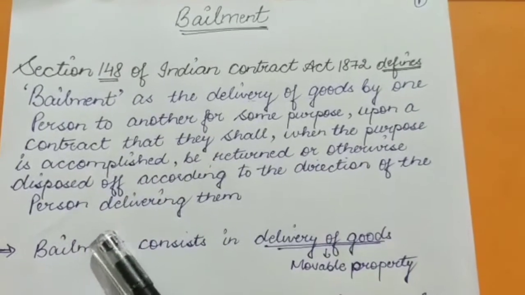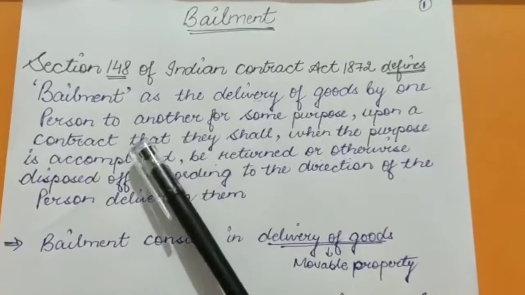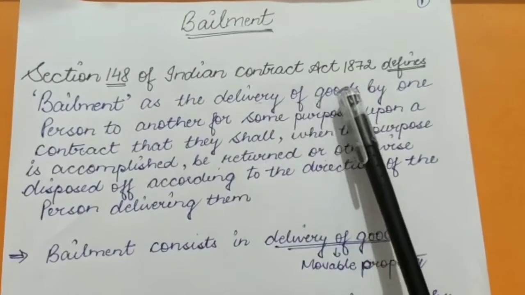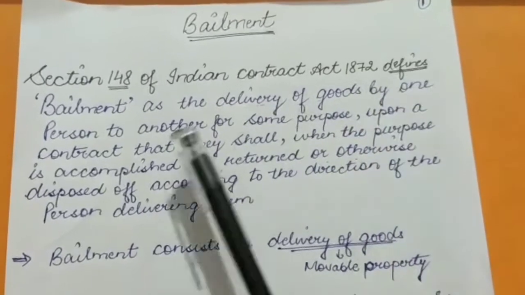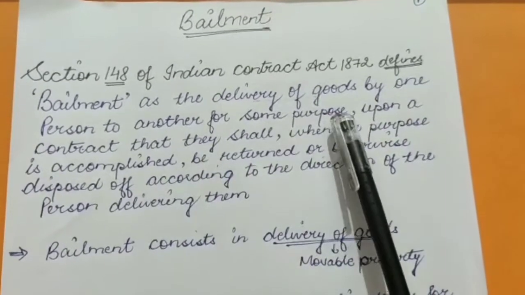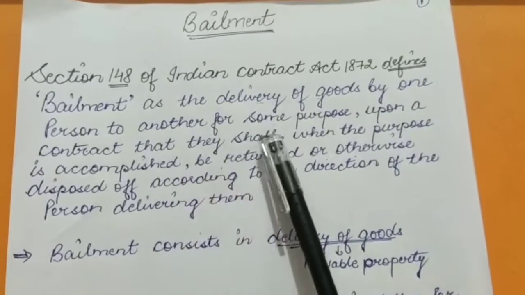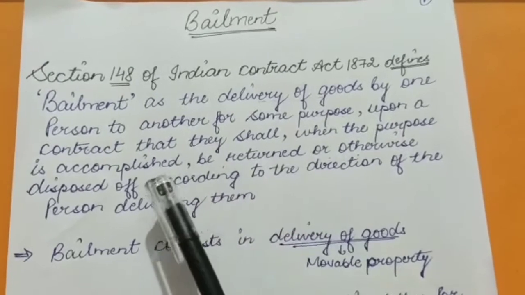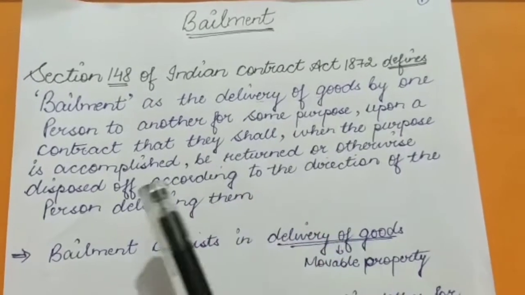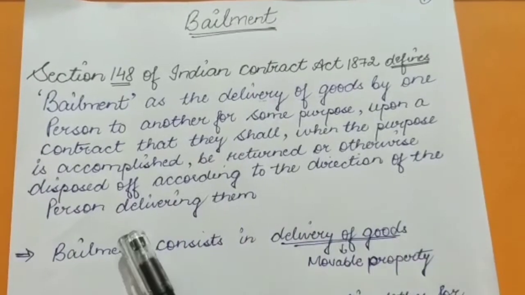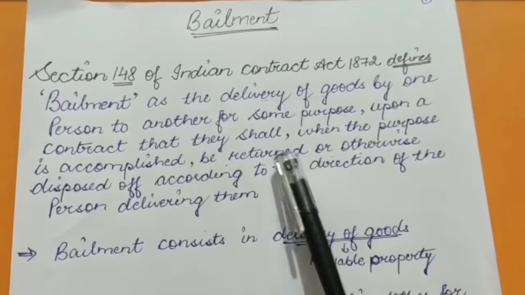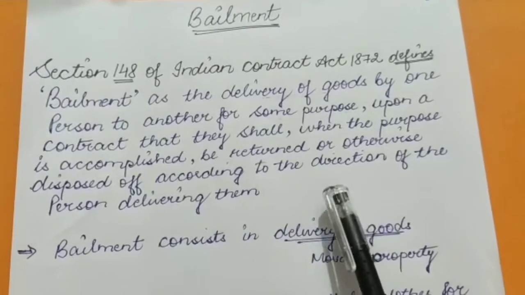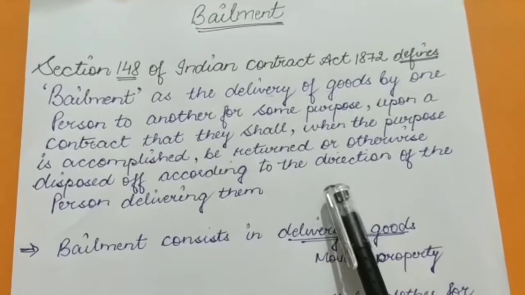Firstly, we will see what is bailment. This is defined in Section 148 of the Indian Contract Act 1872. Bailment is the delivery of goods by one person to another for some purpose, upon a contract that they shall, when the purpose is accomplished, be returned or otherwise disposed of according to the directions of the person delivering them. In this, one person is delivering the goods and the other is taking the goods. So this whole process is known as bailment.